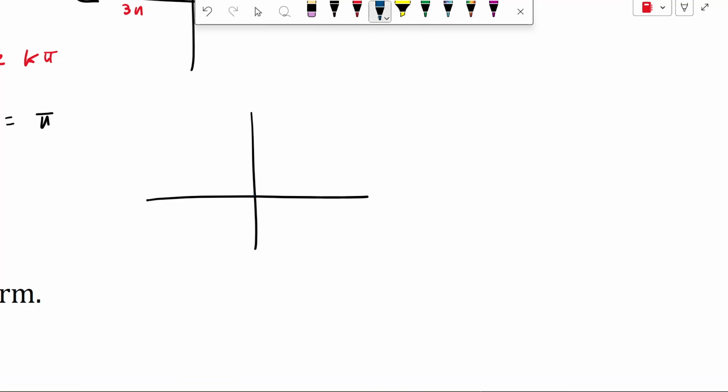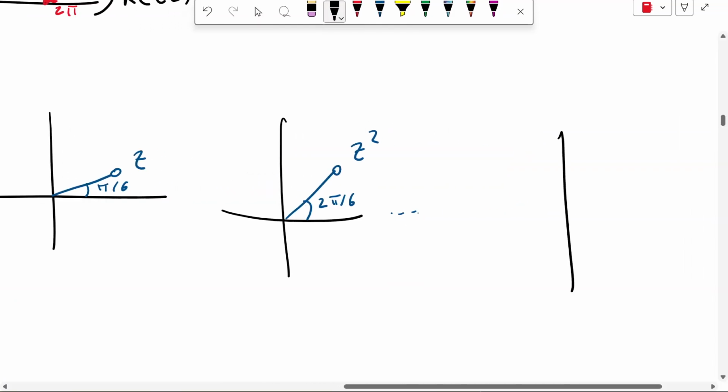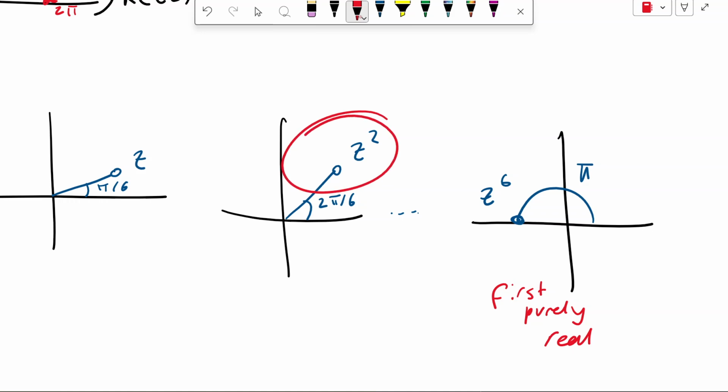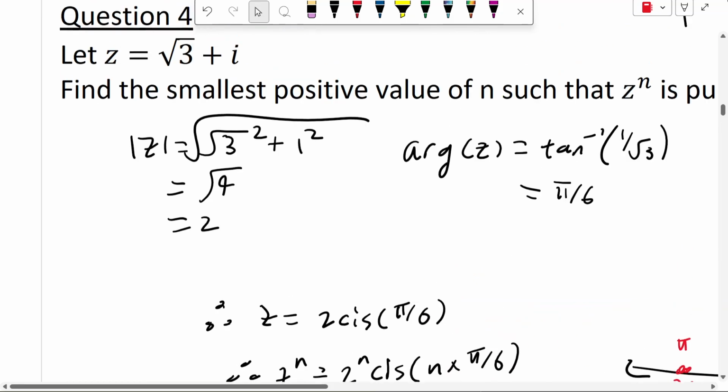So if you think about it this way, here is z with the angle of pi over 6. If we look at z squared, that angle is going to be 2 pi over 6 because the angle just doubles. And then if we look all the way out to z to the 6, that angle there is going to be pi. And this is the first one that is purely on the real axis, because you can sort of see that all these powers here have an imaginary bit. They go up and down a little bit like that. So n equals 6 is the answer.